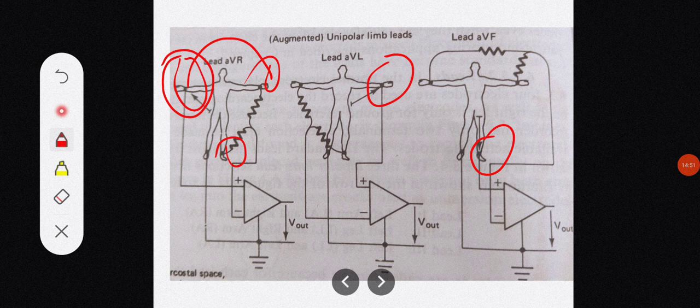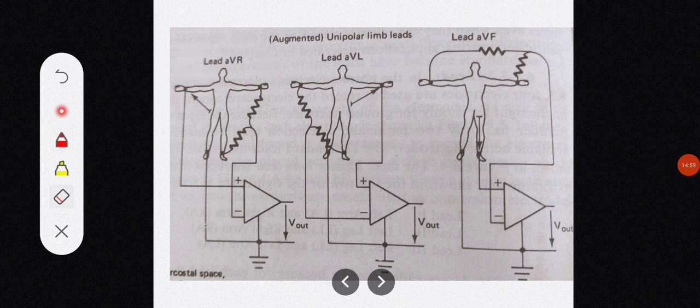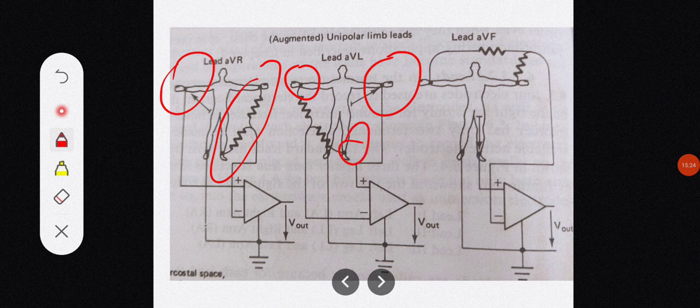Now in order to rectify this problem, the small amplitude of the electrocardiogram, augmented unipolar limb leads were introduced. In augmented unipolar limb leads, the limb electrode used as the exploratory electrode is not used for the central terminal. As you can see here, this is the exploratory electrode, but it is not used for calculating the central terminal. The central terminal is calculated from the rest of the electrodes.